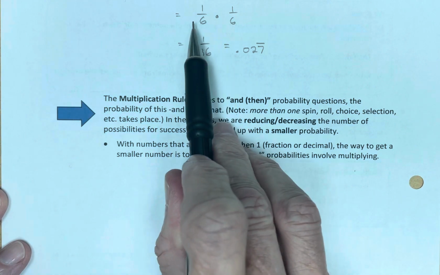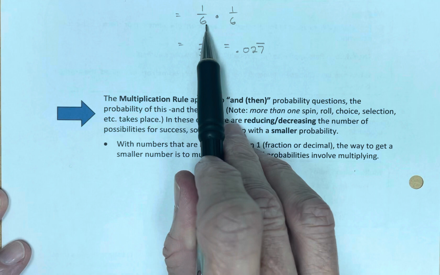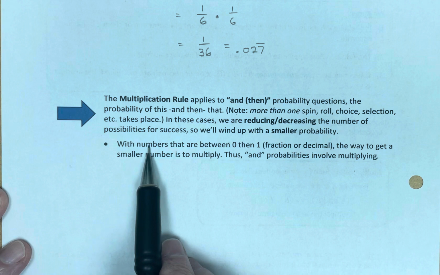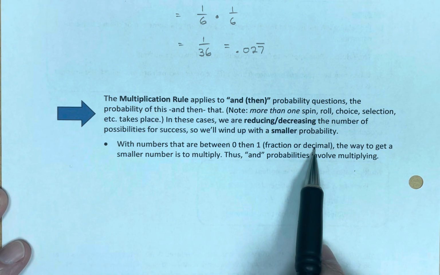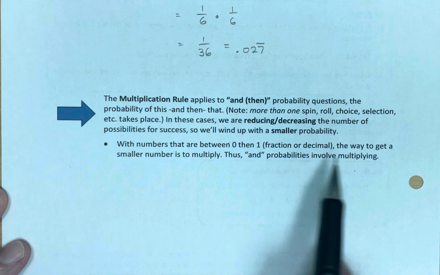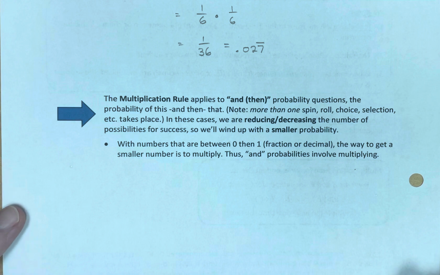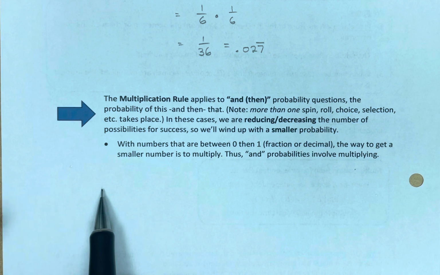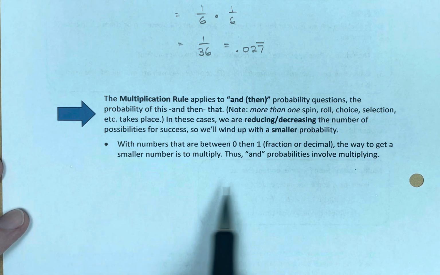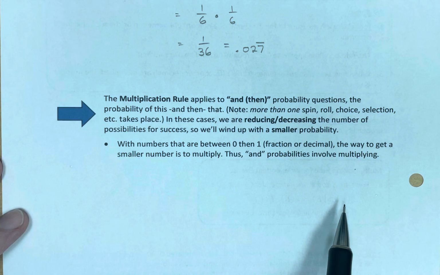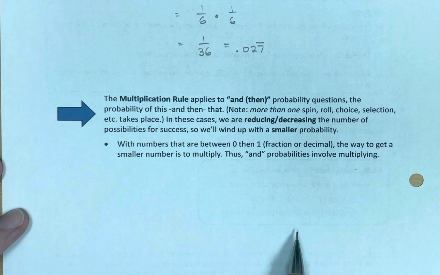Hence multiplying: when we multiply two numbers that are between 0 and 1, a fraction or a decimal, we end up with a smaller number. The way to get a smaller number is to multiply. Thus, and probabilities involve multiplying. So there you have it. We worked with or probabilities, one roll or one event happening, and we add. And we've worked with the multiplication rule, the word and, for and probabilities. We're doing more than one thing, and we're going to wind up with a smaller probability, so we multiply.